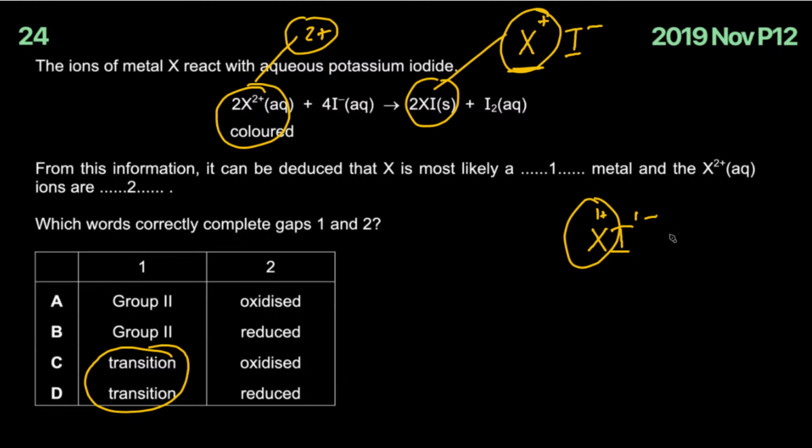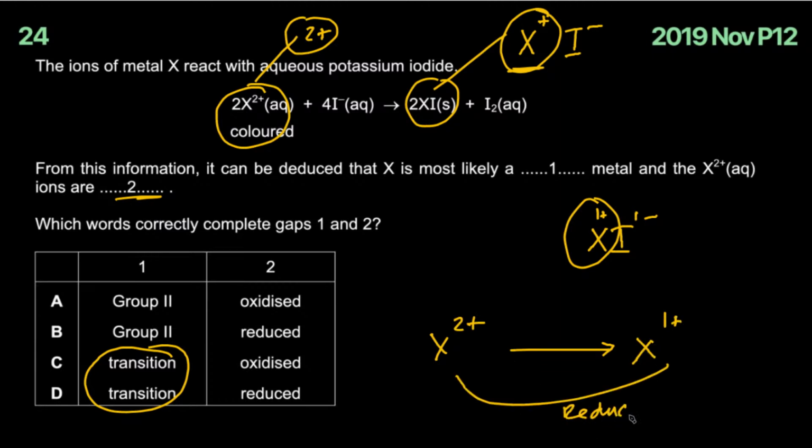And the ions are what? They go from a 2 plus state to a 1 plus state. A decreasing state is reduction. So it means reduced. Therefore, iodide acts as a reducing agent. That's what iodide is reacting as.